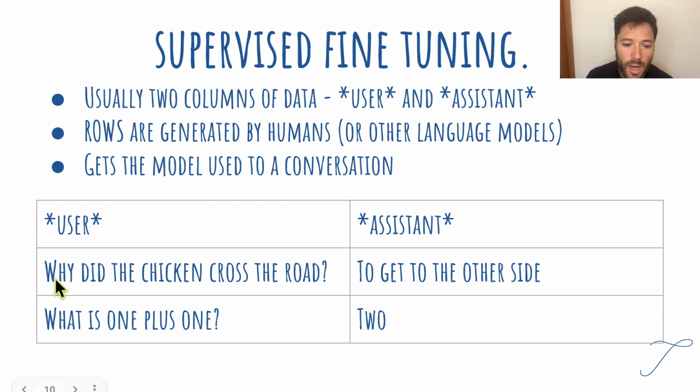For example, you might have a question, why did the chicken cross the road, and an answer, to get to the other side, or a question, what is 1 + 1, and the answer is 2. And as I said, this gets the model used to chatting in conversation style and not just continuing on as it might in a long chunk of Shakespeare.